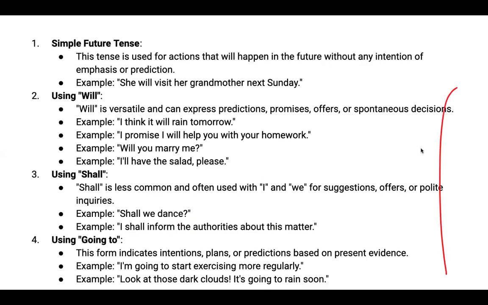When you talk about the "going to" form, what do we find out? We find out that this form indicates intentions, plans, or predictions based on present evidence. Let's say, "I am going to start exercising more regularly," right? So that is a kind of intention, right? So it is stated "I'm going to."